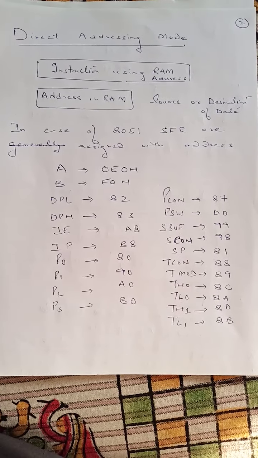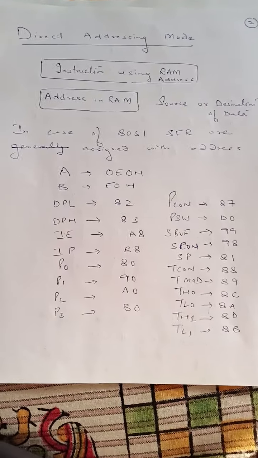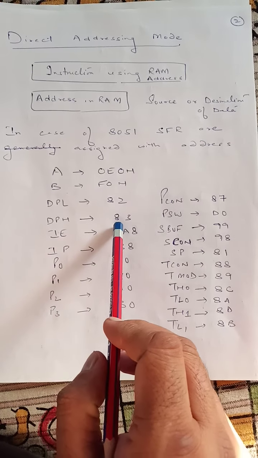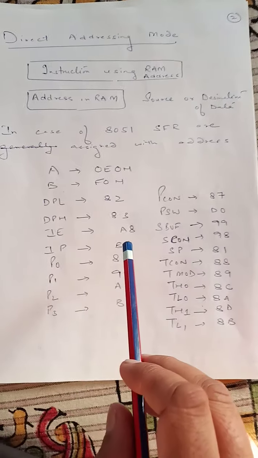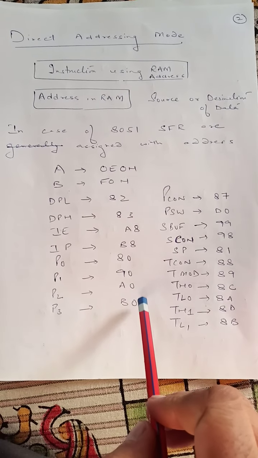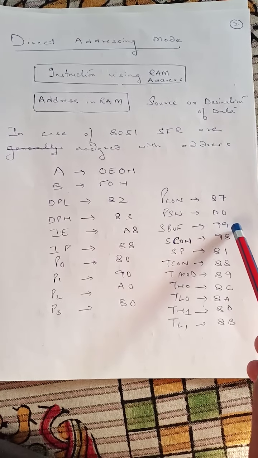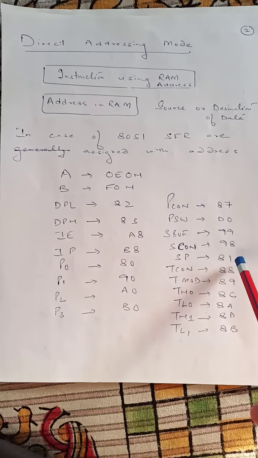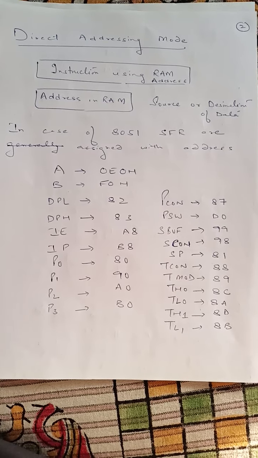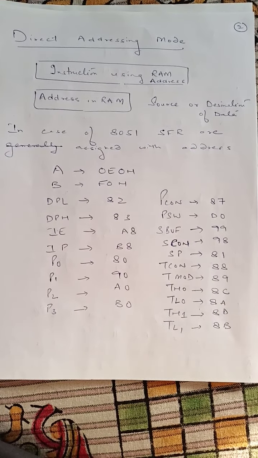So when we are using different registers, say I take register A, the address of register A is E0, register B is F0, data pointer low is 82, high is 83, IE is A8, IP is B8, port 0 is 80, port 1 is 90, port 2 is A0, port 3 is B0, PCON, program status word is D0, SBUF is 99, SCON, serial control is 98, stack pointer is 81, timer control is 88, TMOD is 89, TH0, TL0 are 8C, 8A respectively, TH1, TL1 are 8D, 8B respectively.